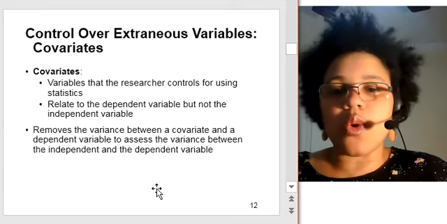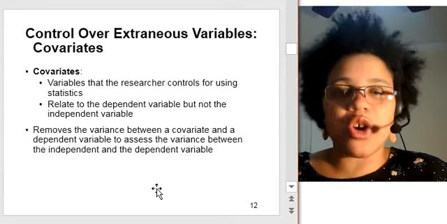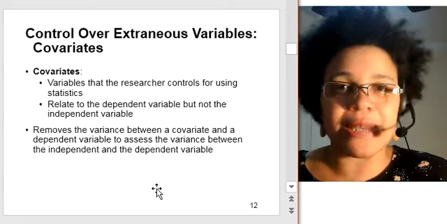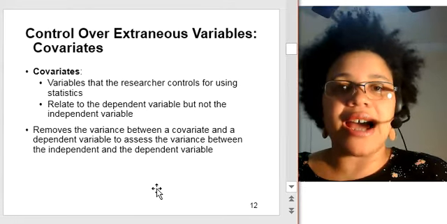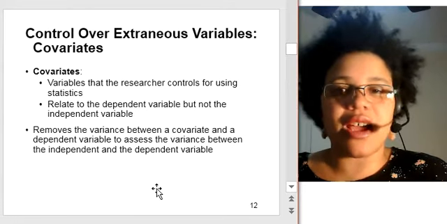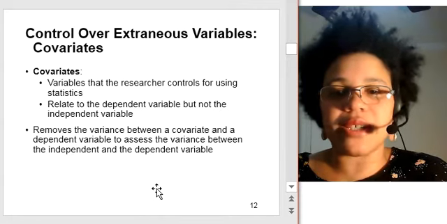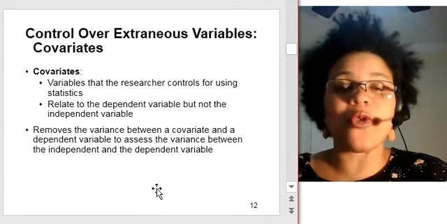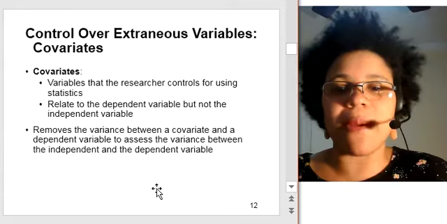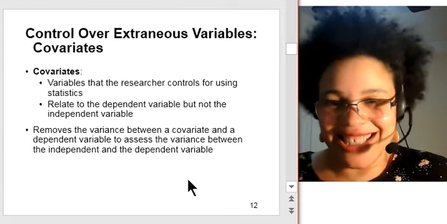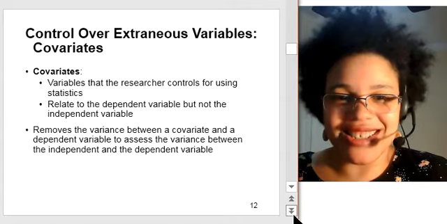So covariates are other things we know about our participants that aren't what treatment they're going to get. The idea is we want to remove the variance, and we're going to be learning exactly what variance means soon. Not this week, but soon.